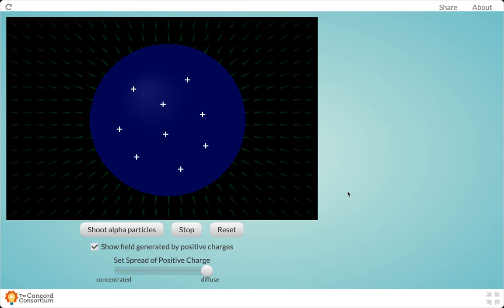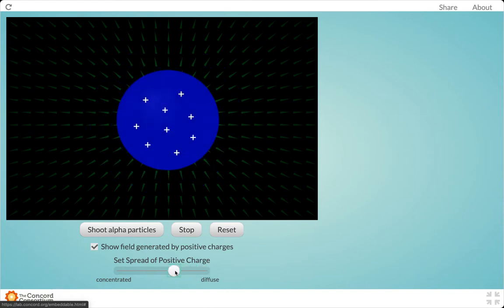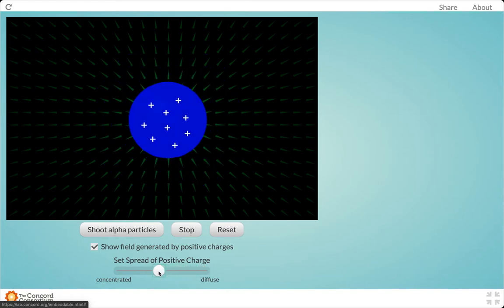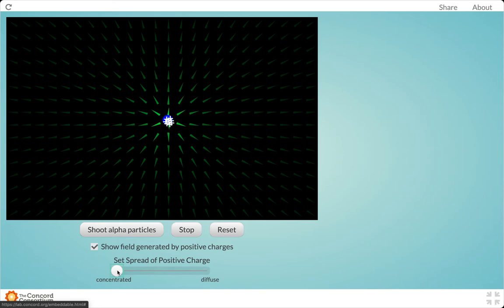So this simulation helps us to look at the relationship between the distribution of positive charges within an atom and the strength of the electric field, which ultimately is going to determine the path that the alpha particles can take. So look at the things that we can manipulate here. We can either have the positive charges evenly spread throughout the atom, and this is representative of the plum pudding model, aka the blueberry muffin model or the watermelon model. Then we can also change them so that they're a little bit closer together, and also highly concentrated, which means like right on top of each other.